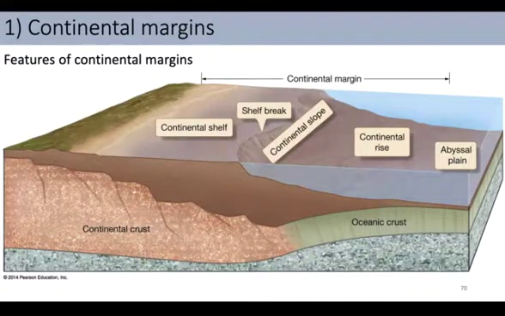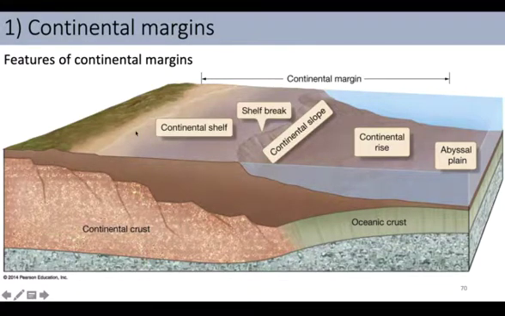So continental margins are made up of a few different components. So continental passive margins, I should say. So you have your continent and you have your continental shelf. So the continental shelf is the continental crust that is still underwater.